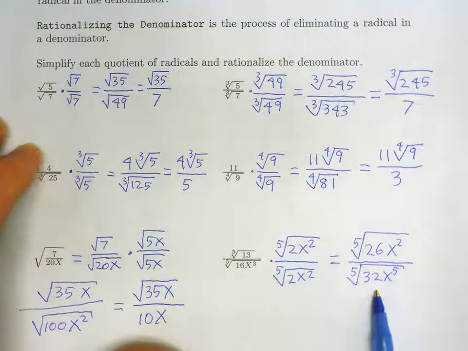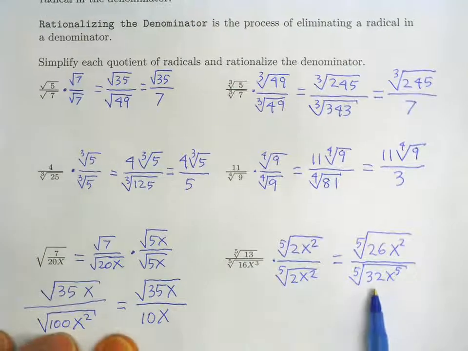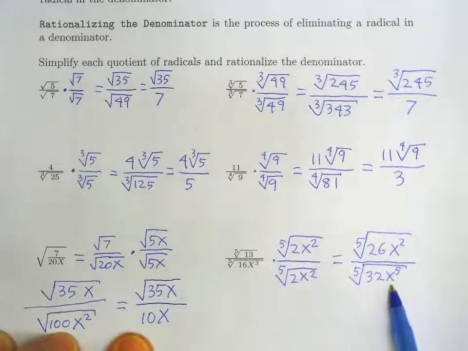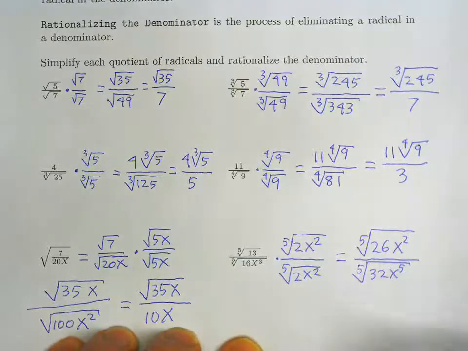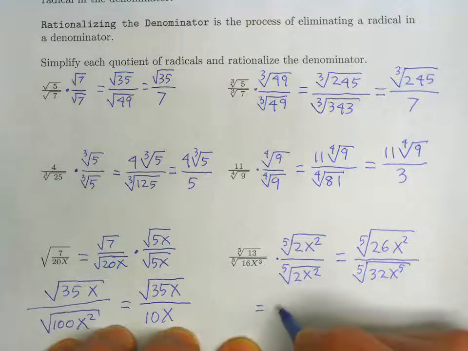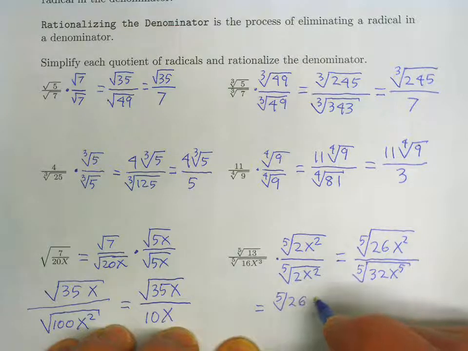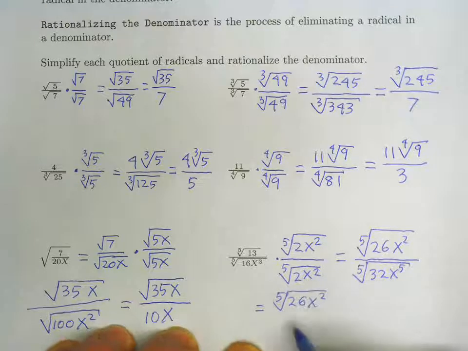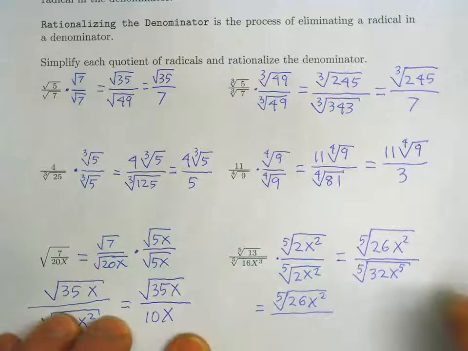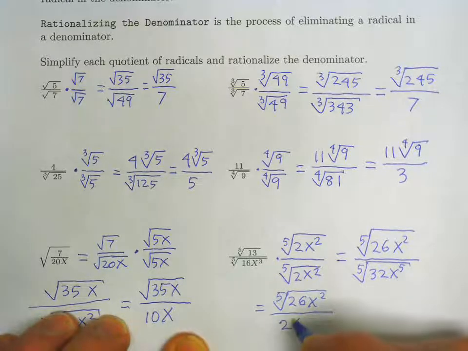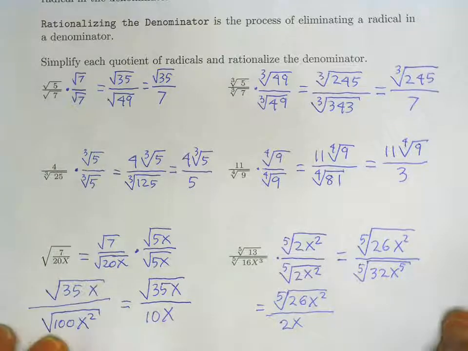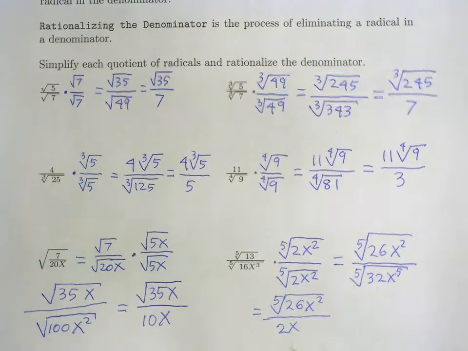But we can simplify the denominator further because, as we already noted, 32 is a perfect fifth power, and x to the fifth is a perfect fifth power. Okay, so the final simplified answer: in the numerator, the fifth root of 26x to the second. And in the denominator, the fifth root of 32 is 2, and the fifth root of x to the fifth is x. So we have our rationalized denominator.